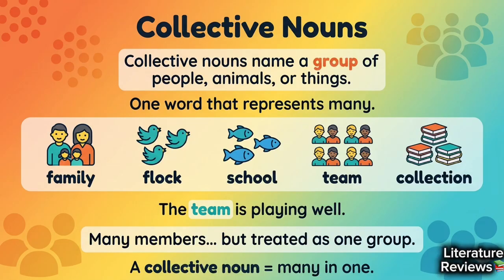Collective nouns name a group of people, animals, or things. Even though there are many members, we use one word for the group. For example, a team, a family, or a flock.